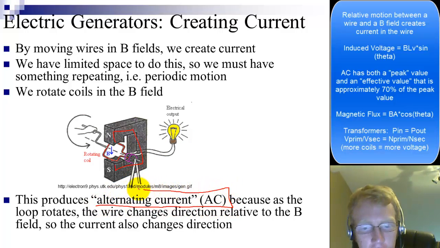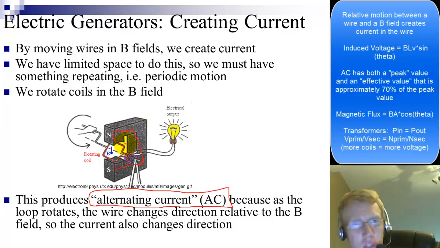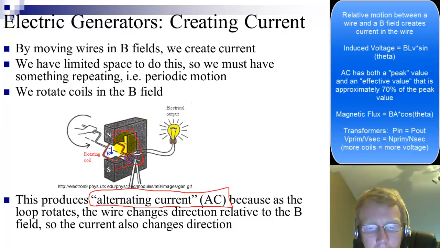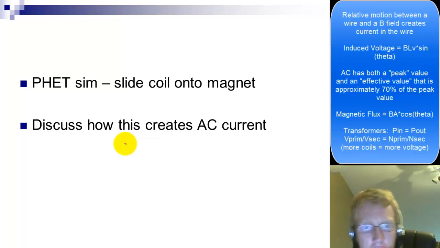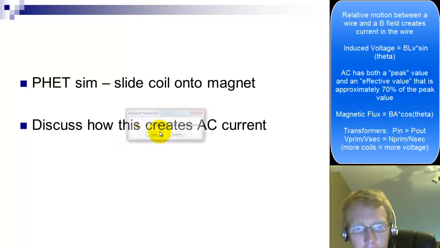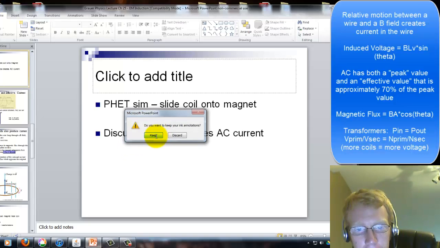And I think earlier in the year some people had been asking, why do we use alternating current or direct current? How do we decide what it is? This is a big reason why: the way that power plants work is by rotating these coils inside of magnets, and that's naturally going to generate alternating current. Okay, so let's look at a simulation that will help explain this.